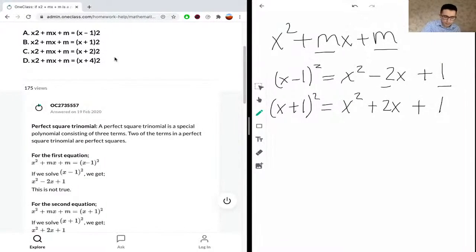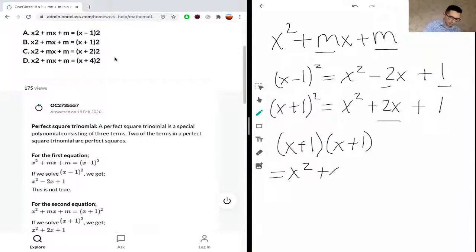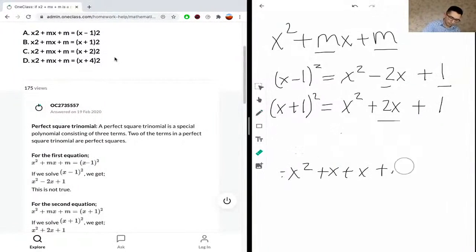Just to give you a better description of why it's 2 times x times 1, we can expand it out the normal way, the long process. x plus 1 times x plus 1: x times x is x squared, x times 1 is x, then 1 times x is x, and then 1 times 1 is just 1. So you can see how it gives us the final result. We're just using a shortcut to get the middle term. You can see that the 2 and the 1 are not equivalent, so it does not follow that format.